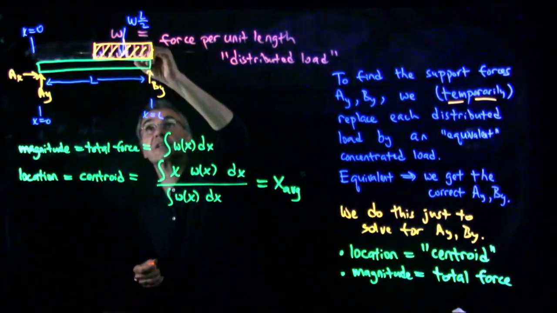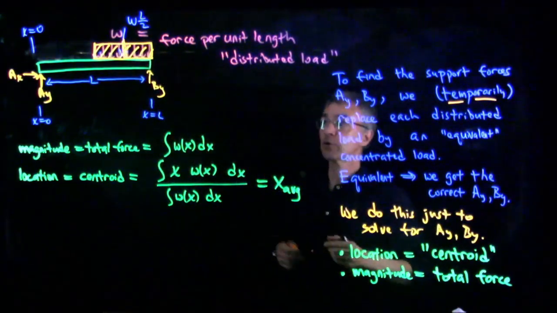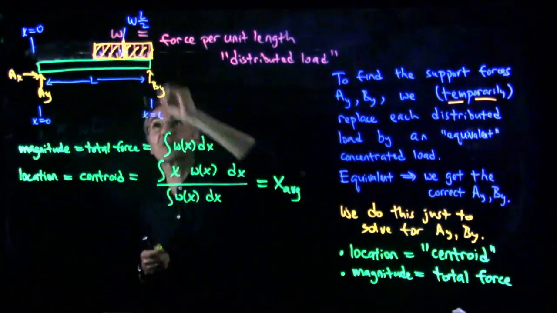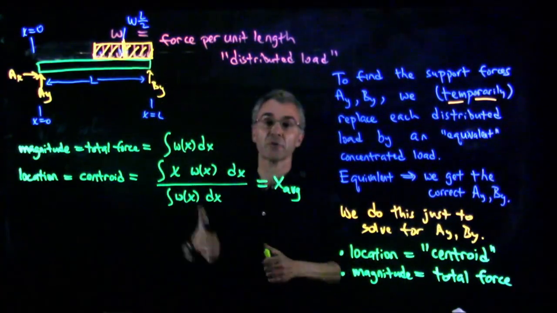You know, for a rectangle, that's just the middle of the rectangle. The horizontal centroid is just the horizontal middle. Of course, for a rectangle, the vertical centroid is also the vertical middle. But here we only care about the horizontal component.